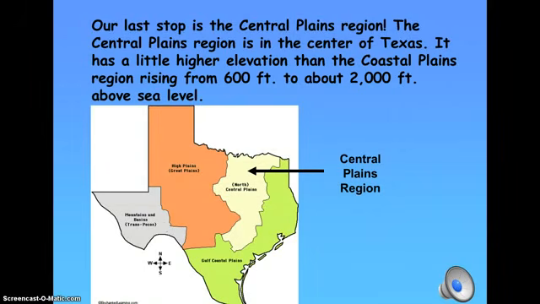All right, our last stop is the Central Plains region. The Central Plains region is in the center of Texas. It has a little higher elevation than the Coastal Plains region, rising from 600 feet to about 2,000 feet above sea level.